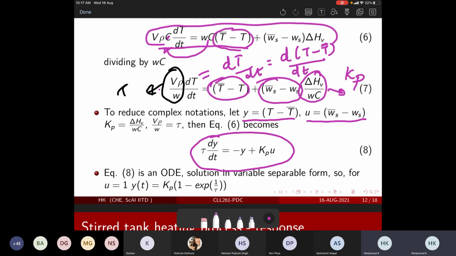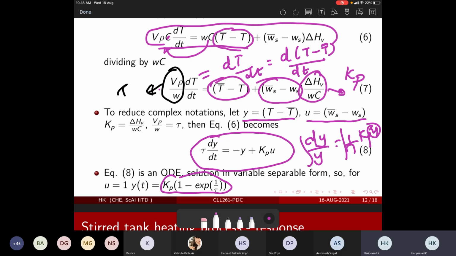Tau into dy by dt, where y is T minus T bar and u is equal to W bar s minus W. This is simply a first order ODE, and it is also what is known as the variable separable form. So you will be able to write dy by y equal to 1 by tau into Kp times u, and you can integrate both sides. Of course, you will have to assume the value of u. Assume that u changes only by unity, and you will get an exponential profile out.